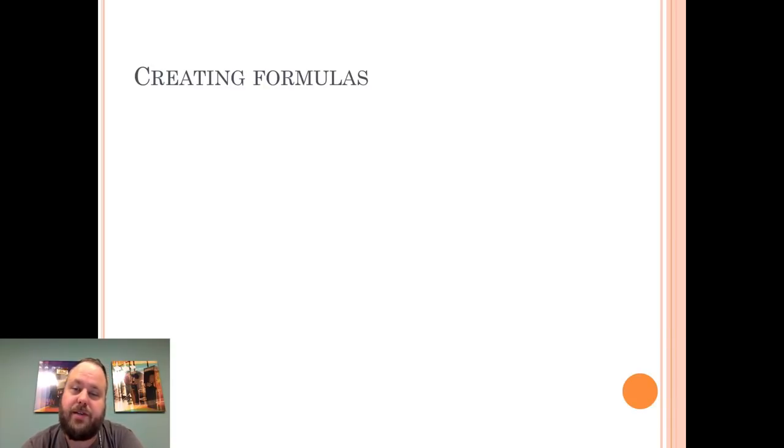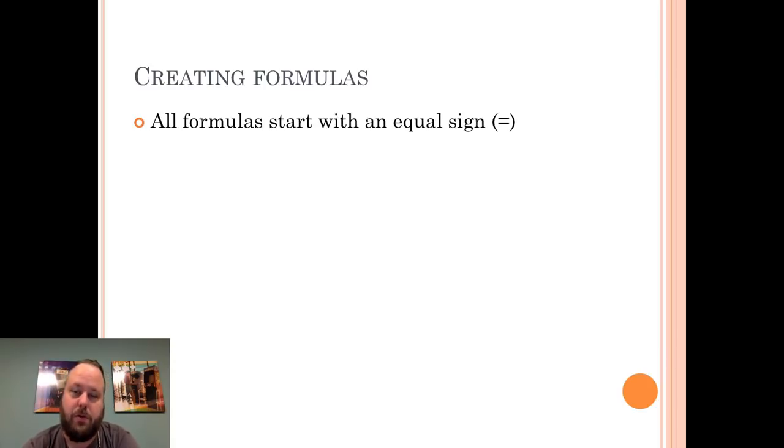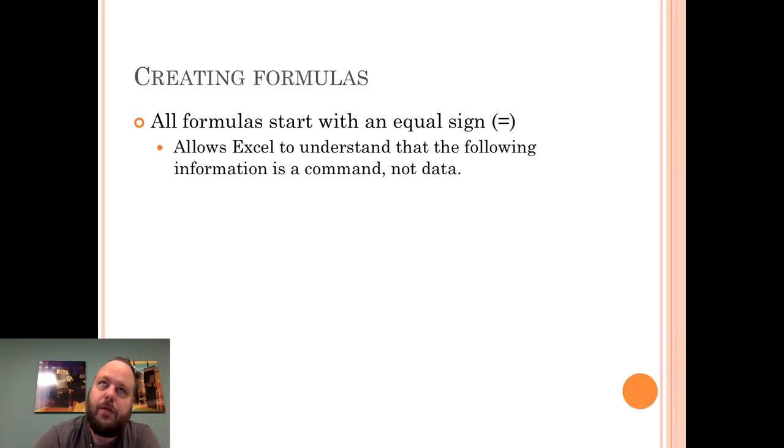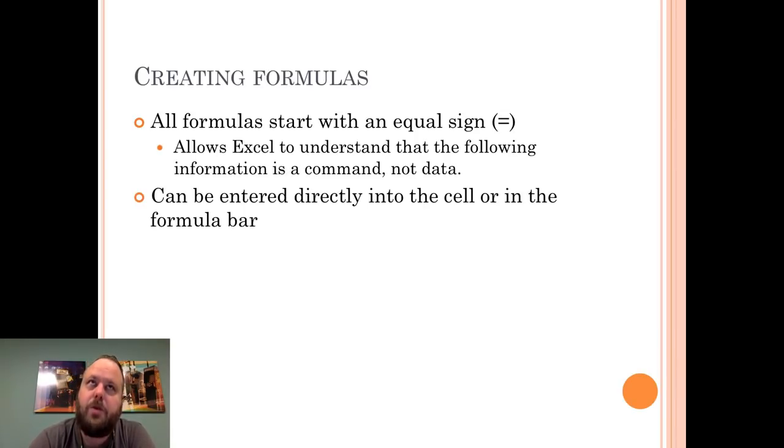All right, so let's talk about creating formulas. You kind of saw this already. Basically, the way you create a formula is you start off with an equal sign. The equal sign is the way that Excel knows that you are going to be entering a formula as opposed to some text or numbers. You can either enter it directly into the cell, so you can click on the cell and start typing, or you can type it up in the formula bar itself. Very handy.